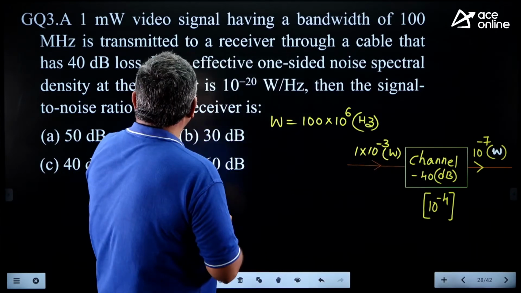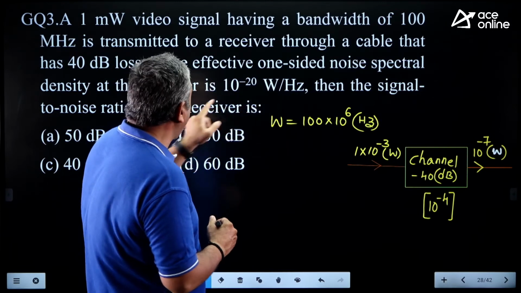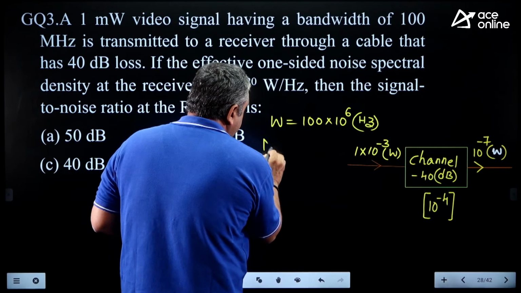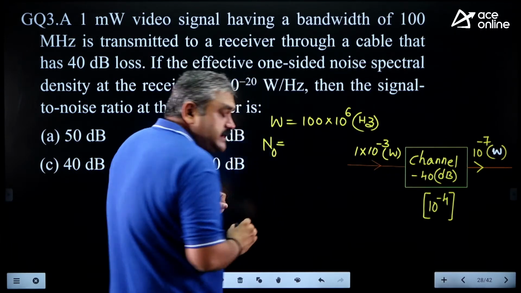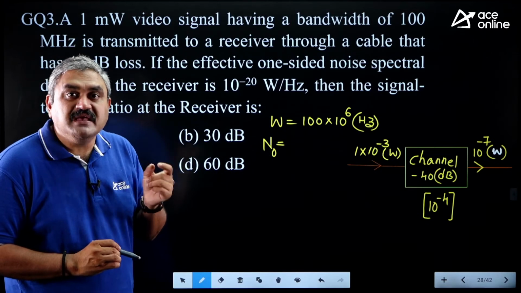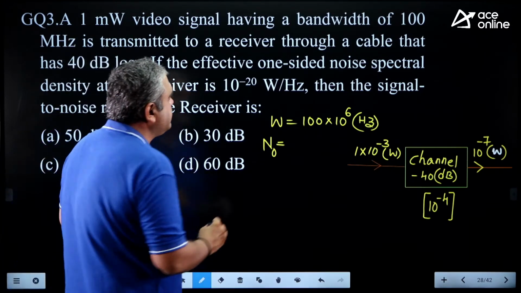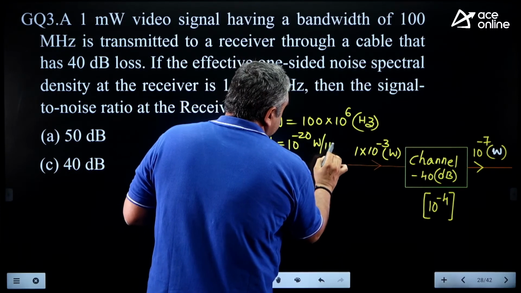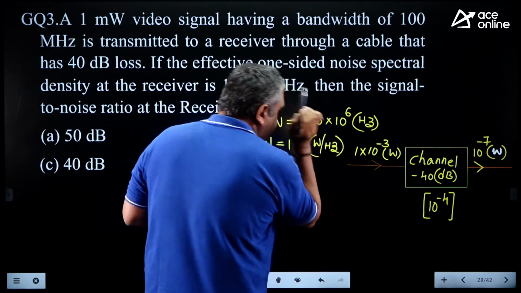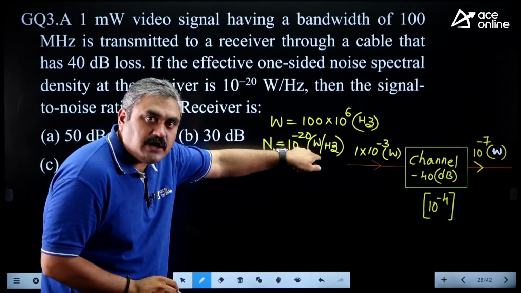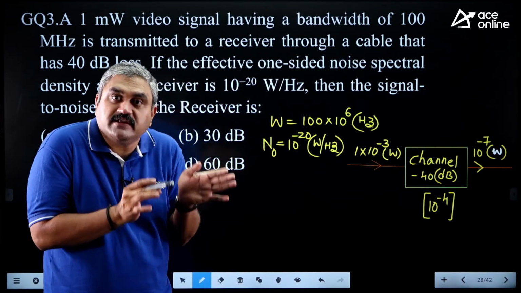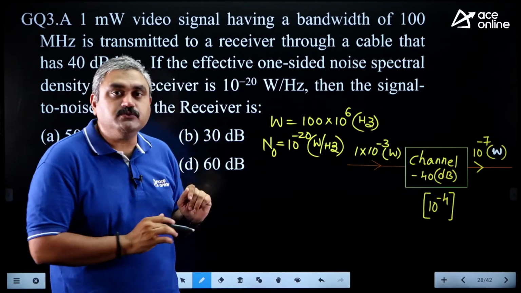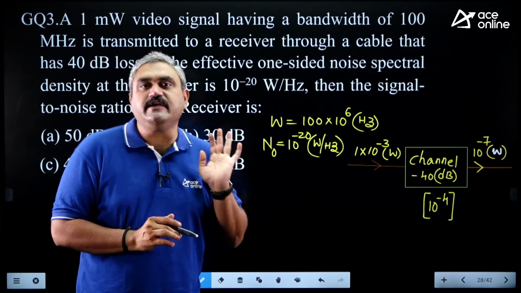Now, the effective one-sided noise spectral density at the receiver is 10 power minus 20 watts per hertz. He is saying that is the N0 value. Two-sided power spectral density means N0 by 2. Single-sided power spectral density means N0. So this is the distribution of noise power in frequency. That's the reason you see the units watts per hertz: power of the noise distributed in the frequency spectrum. If it is two-sided, you have to take N0 by 2. If it is single-sided, you have to take N0.